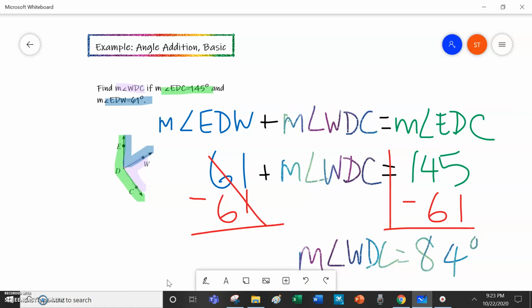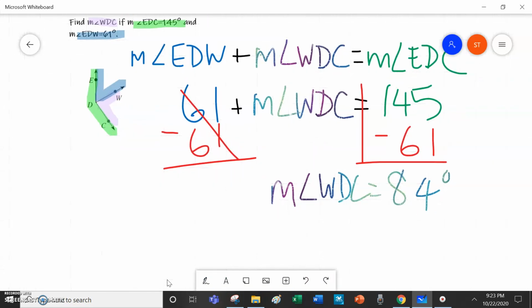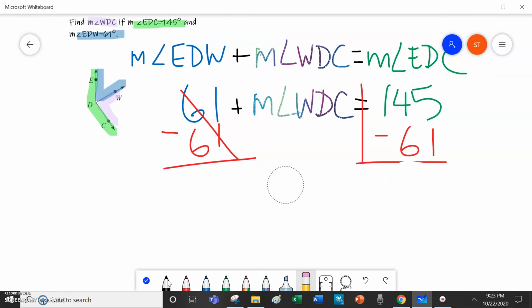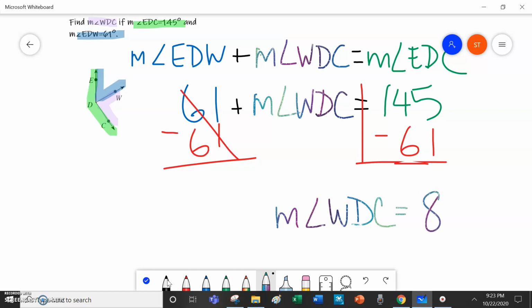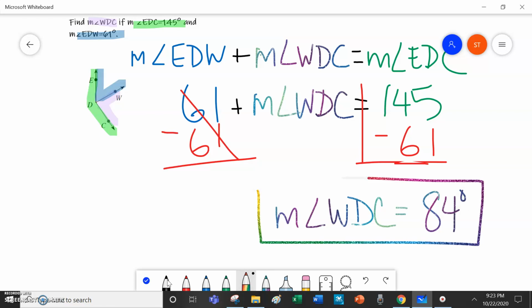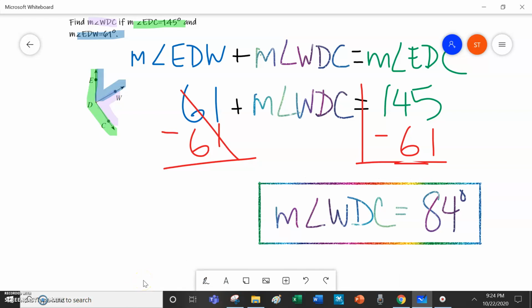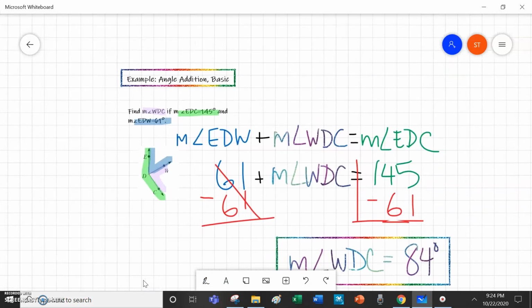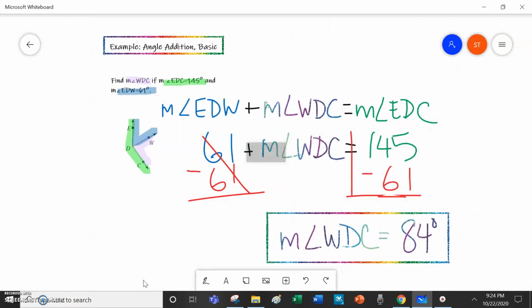Let's clean that up a little bit. Make it look a little bit nicer. So when I'm writing on a screen, I want to make sure that it's legible. That's very important. So I know that the measure of angle WDC equals 84 degrees. So I have found my answer. I will indicate that this is my answer by putting it into a box. And I have used the angle addition postulate to solve a problem.